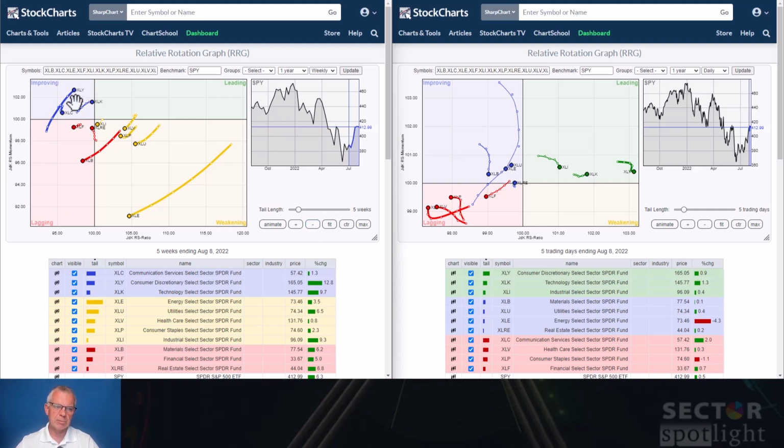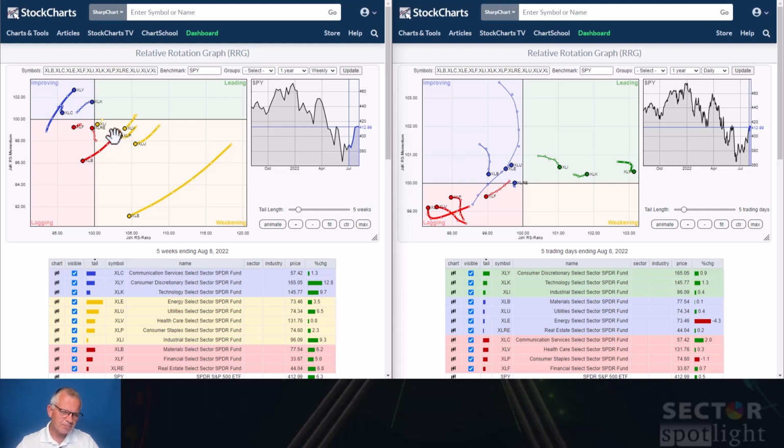We see discretionary and technology inside improving and traveling at a strong heading towards leading. Communication services rolled over, is now stalling. We have financials clearly inside the lagging quadrant and moving further into it. Real estate is shaving the 100 level on the RS ratio scale and moving higher on the momentum scale. We've got materials clearly moving into lagging, that's a negative.